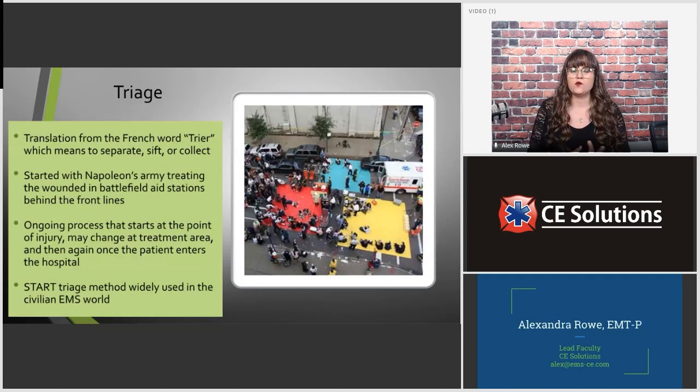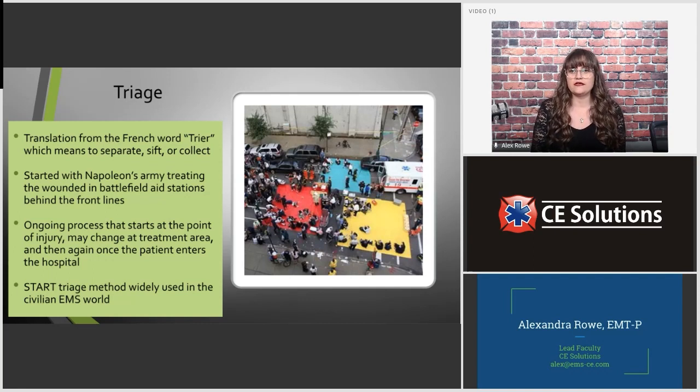Triage. So we have obtained a lot of our knowledge in medicine from war times, right? Triage specifically came from the Surgeon-in-Chief to Napoleon's Imperial Guard. So triage is translated from the French word trier, which means to separate, sift, or collect.